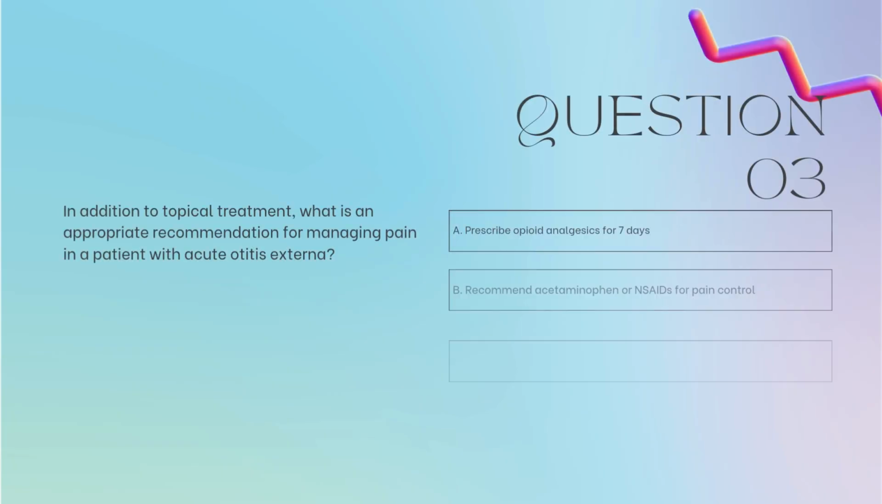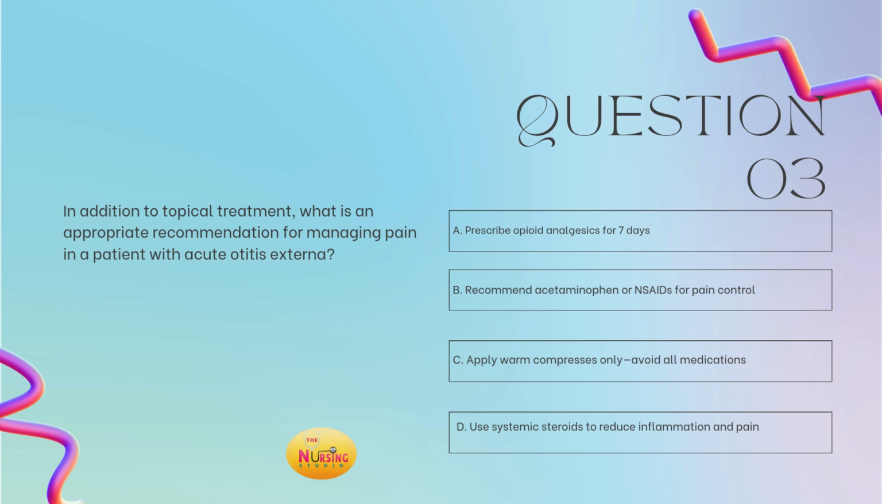Okay. All right, lastly, question number 3. In addition to topical treatment, what is an appropriate recommendation for managing pain in a patient with acute otitis externa? Is it A, prescribe opioid analgesics for 7 days? Is it B, recommend acetaminophen or NSAIDs for pain control? Is it C, apply warm compresses only and avoid all medications? Or is it D, to use systemic steroids to reduce inflammation and pain? Take a moment and tell me what you got in the comments, y'all.